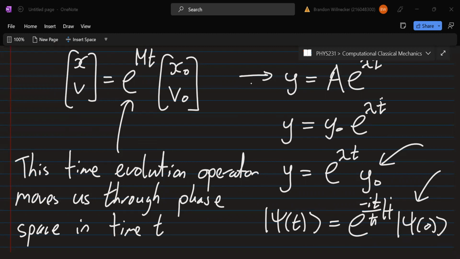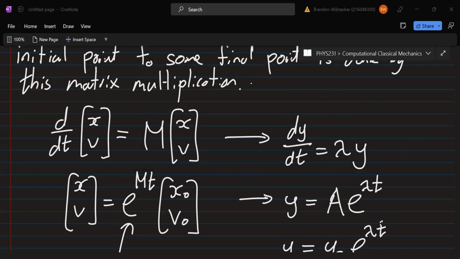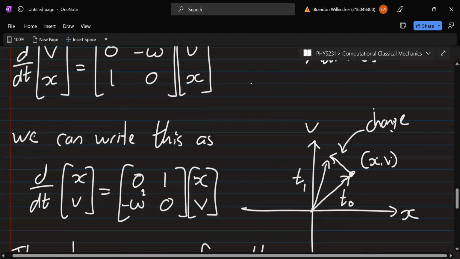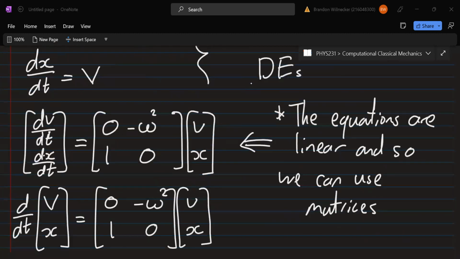Okay, so this was just a brief introduction on how we get to this time evolution, provided that these equations are linear so that we can write them as matrices.